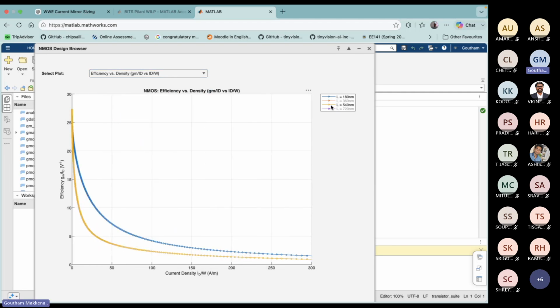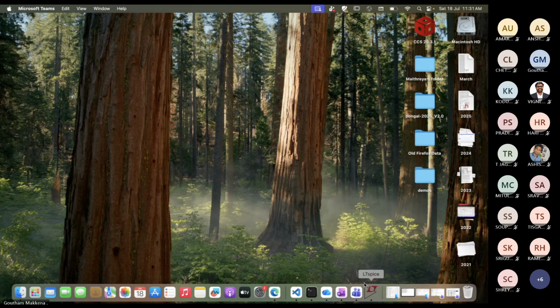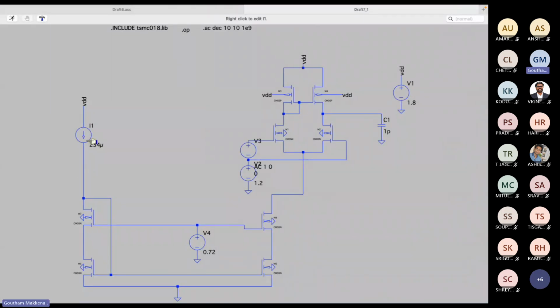My length of interest is 180 nanometers and the GM over ID value that I'm interested in is 13.8. Where is 13.8? Okay, so what is the ID by W value here? 14.75. What is my ID here? 234 microamps, the same current I want to flow through here. So ID is 234 microamps, ID by W is 14.75.